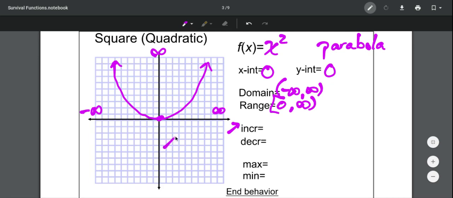So where is the graph increasing? Well, the graph's increasing on this side. So it increases from 0 to infinity, and it decreases over here from, now you got to put it in order from the number line, from negative infinity to 0. We would not say 0 to negative infinity. Now, we can't include 0 because at 0 is it increasing or decreasing? Well, it's not doing either one. It's flipping over. So that's why they get parentheses here. Okay?